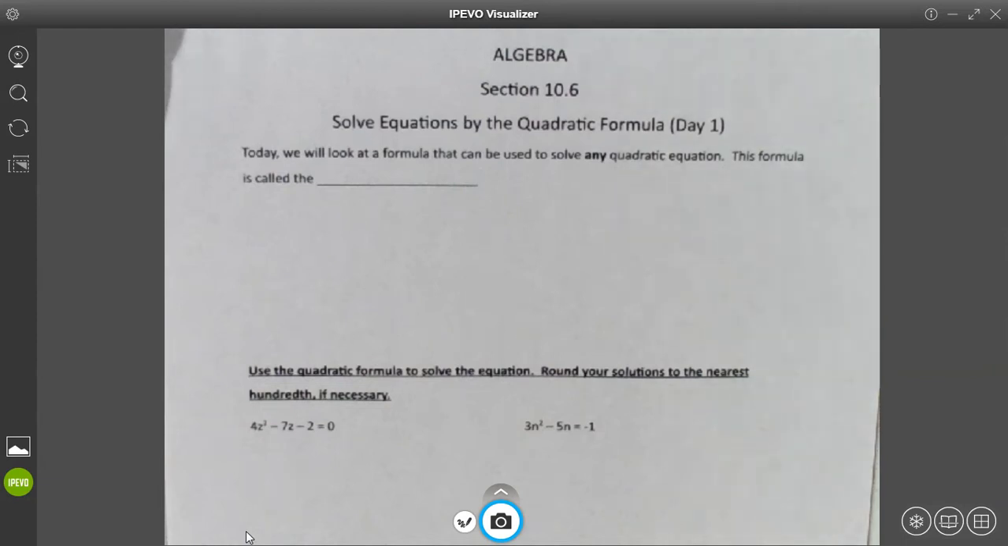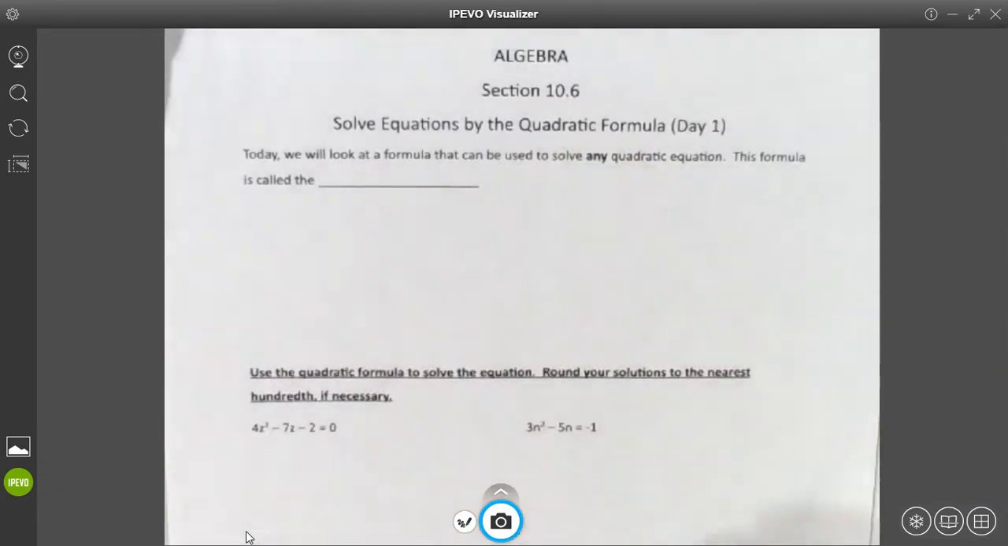We've looked at a lot of different methods for solving quadratics. We can factor it and use the zero product property. We can graph it and see its x-intercepts. We can use the square root on both sides. We can complete the square.